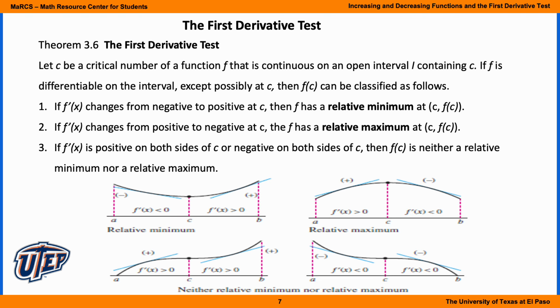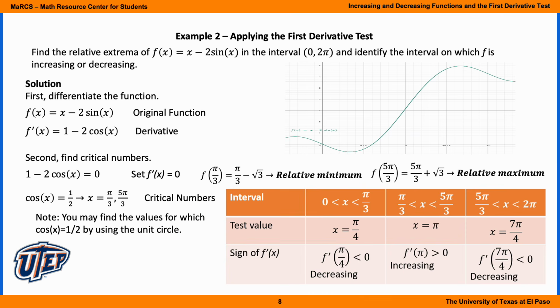1. If f prime of x changes from negative to positive at the point c, then f has a relative minimum at the point c, f of c. 2. If f prime of x changes from positive to negative at c, then f has a relative maximum at the point c, comma f of c. Now 3, if f prime of x is positive on both sides of c or negative on both sides of c, then f of c is neither a relative minimum nor a relative maximum. Here's an example of applying the first derivative test.